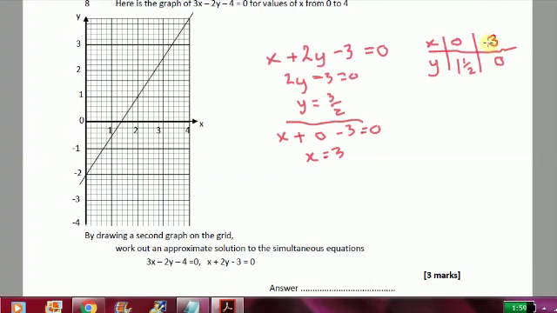So I've got 2 points now. I can put those on the graph. 0, 1.5 is about here. And 3, 0 out there. Draw a straight line between them.